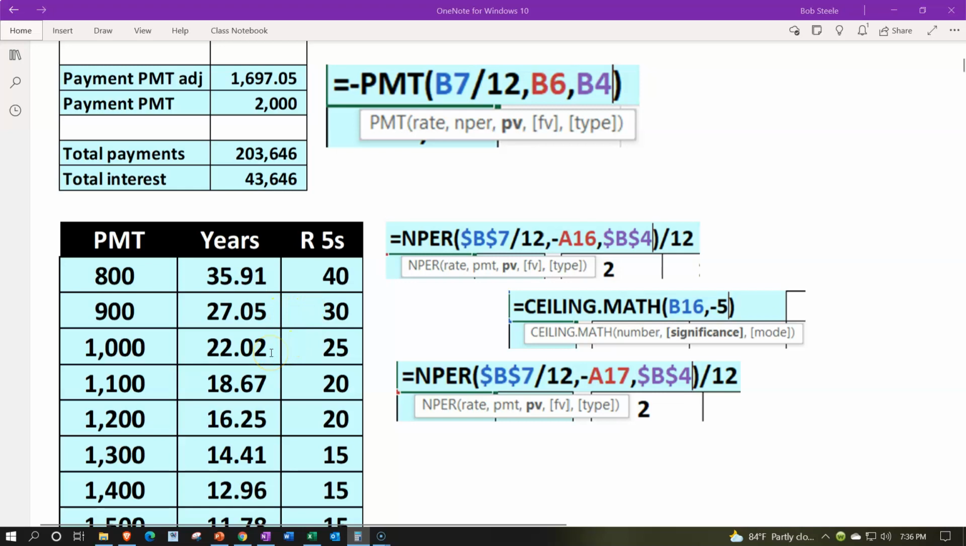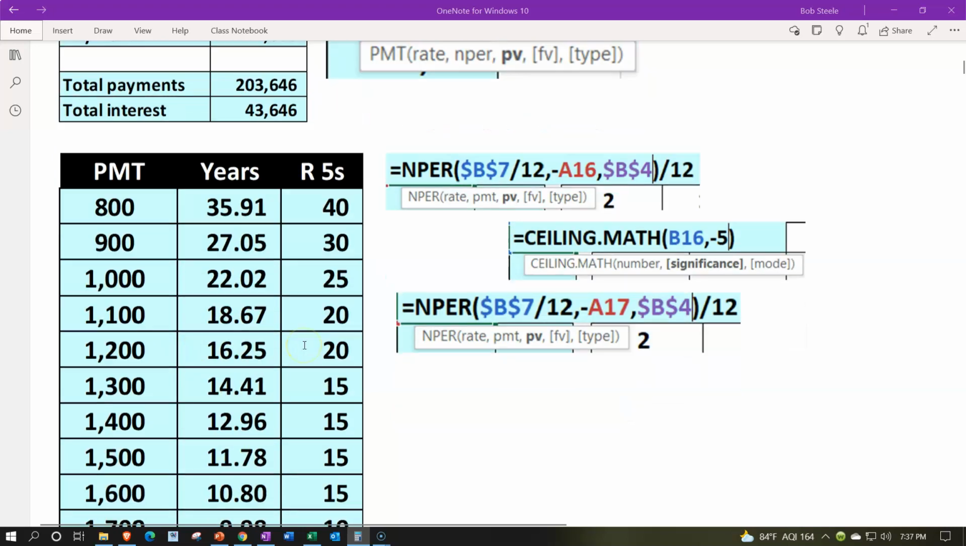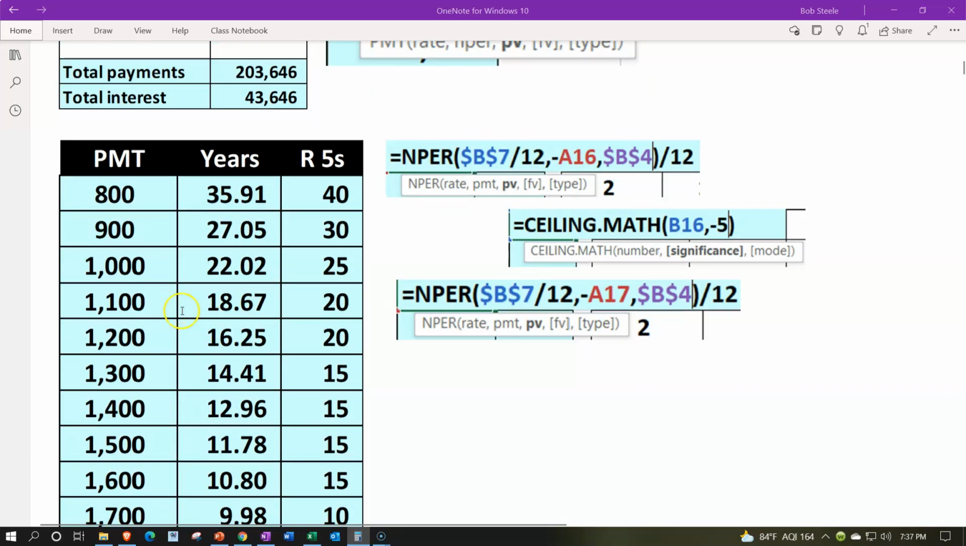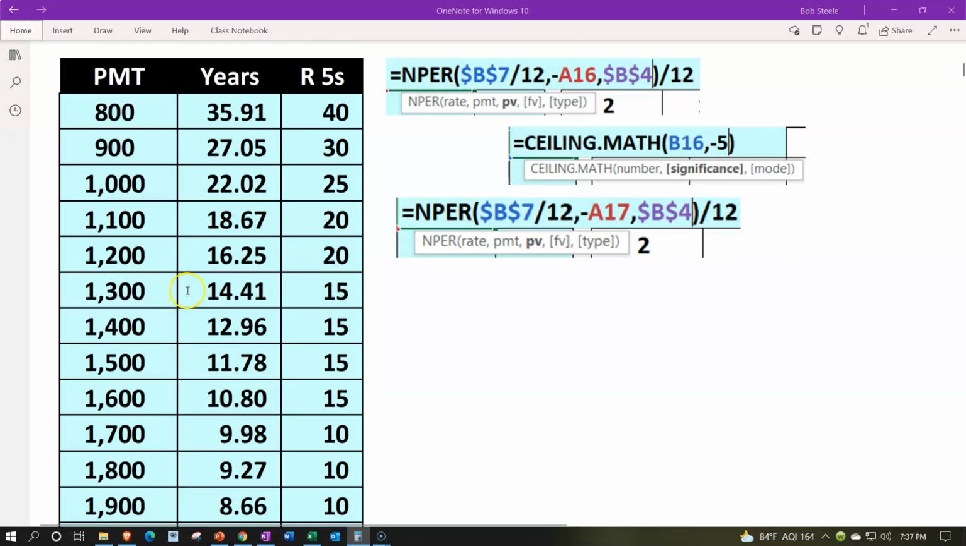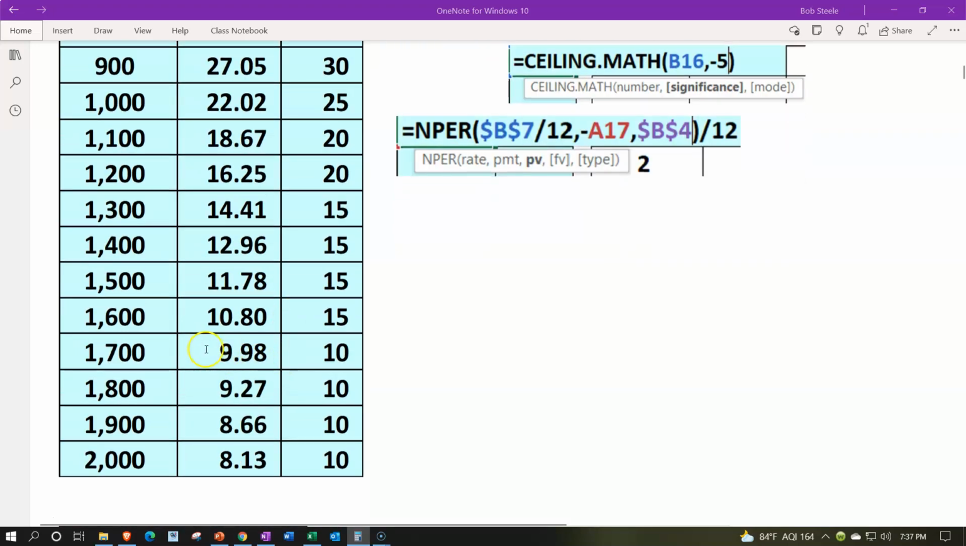The next one gave us the 22.05. If we had a $1,000 payment, we rounded up to 25. The 1,100 gave us the 18.67 years, rounding up to 20. This one, for example, 1,300 gave us the 14.41, which rounds up to 15. This one, for example, the payment was 1,700, gives us the 9.98 years, which we round up to 10 years.